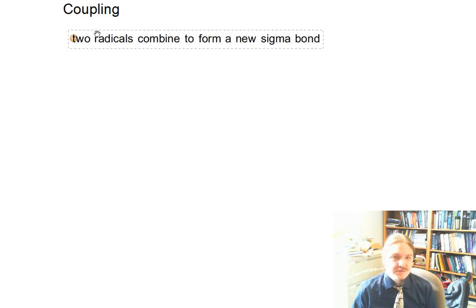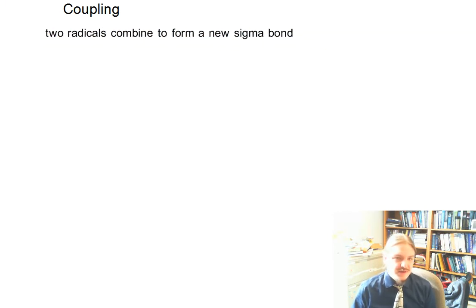Okay, so what that looks like, let's be generic first and take some X's to represent some generic things. Draw them here. These two radicals are going to come together and form a new sigma bond. So let's draw what that outcome looks like first. I'm going to have a sigma bond, an X on one side, an X on the other side. Now let's draw some arrows.